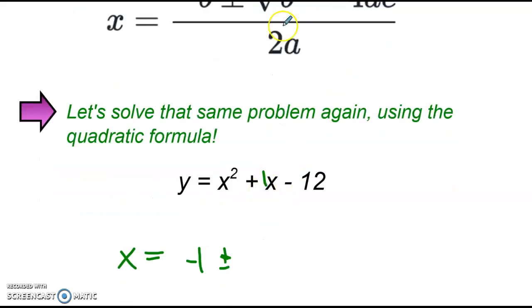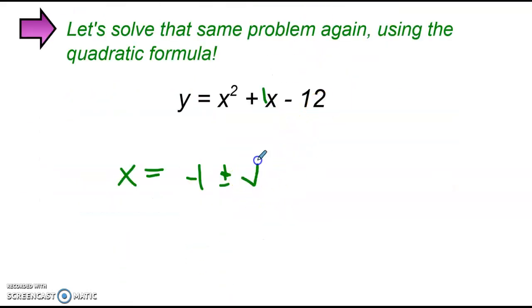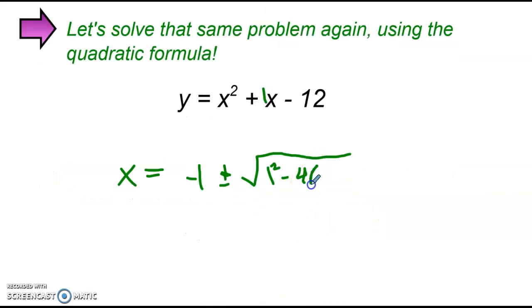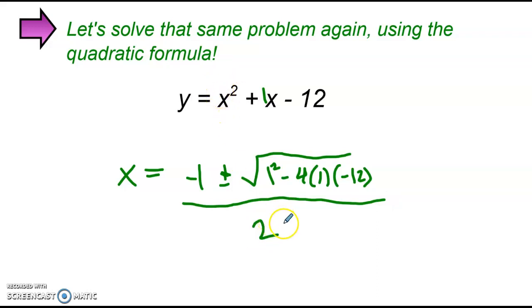B squared, well, b squared is just 1 squared, so this is the square root of 1 squared, minus 4, which is a constant that just appears in the formula, times a times c. Well, a is 1, and c is negative 12. So this will be times 1 times negative 12, all over 2 times a, and a again is positive 1. So there we have it. We've substituted everything. Now we've got to simplify this.